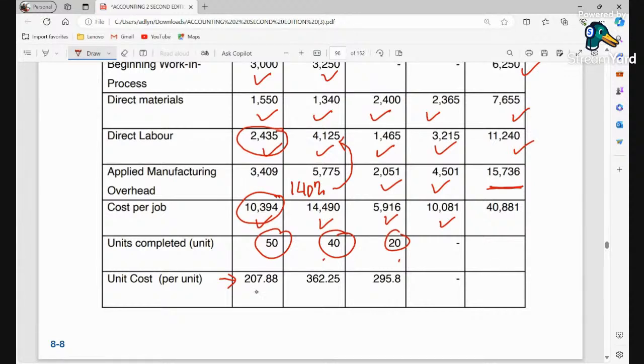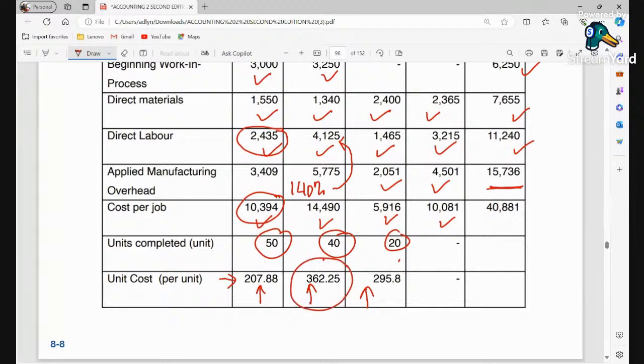Sebab tu kalau you tengok harga untuk satu unit adalah berbeza-beza ikut apa yang di-request oleh pelanggan. Okay, contoh kalau macam Haikal punya kad kahwin murah sikit, RM207.88. Mungkin dia cuma guna kertas biasa. Tapi kalau tengok yang Lokman punya kad kahwin, oh mahalnya, RM362.25.